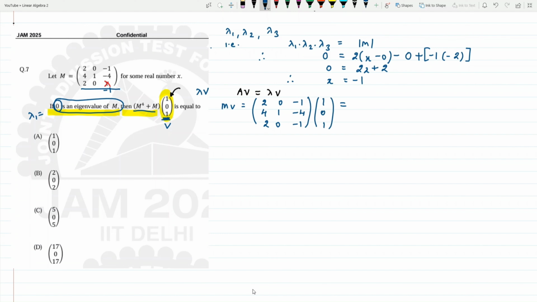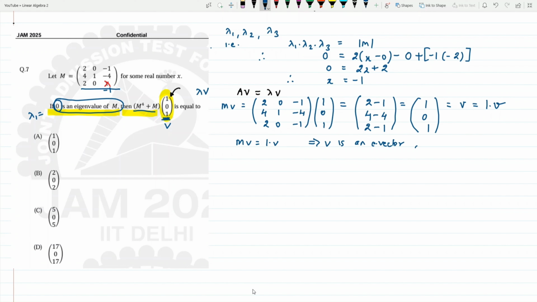Let's take the product. The first row is going to be 2 ones are 2, followed by minus 1. Then the second row is going to be 4 ones are 4, minus 4, and the last row is going to be 2 ones are 2 and again negative 1. So this comes out as (1, 0, 1), which is exactly v. So we can write this as 1 times v. So we can see that M times v is equal to 1 times v, which implies that v is an eigenvector and it corresponds to the eigenvalue lambda equal to 1. We already have taken lambda 1 as 0. So the first eigenvalue is 0, the second eigenvalue is 1.